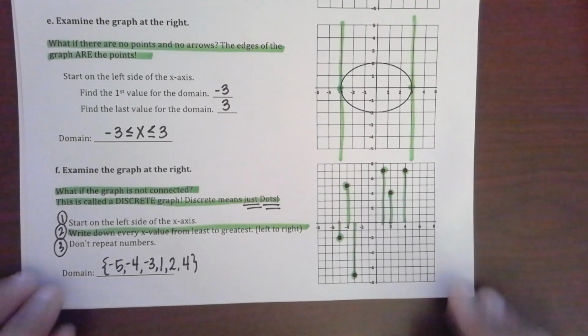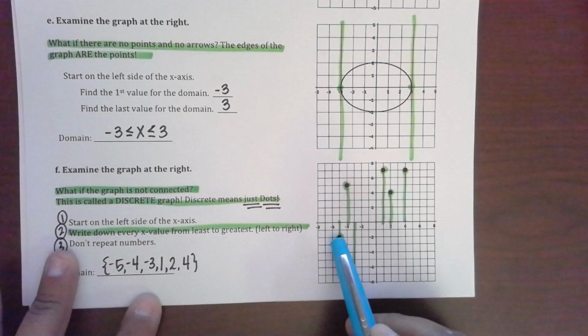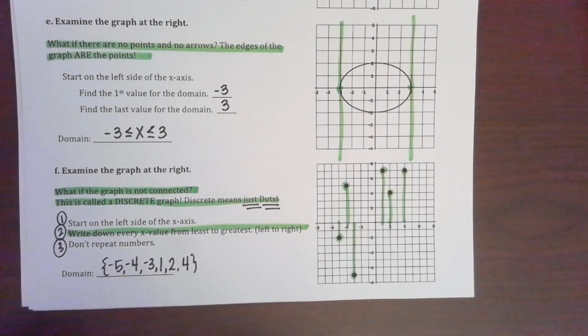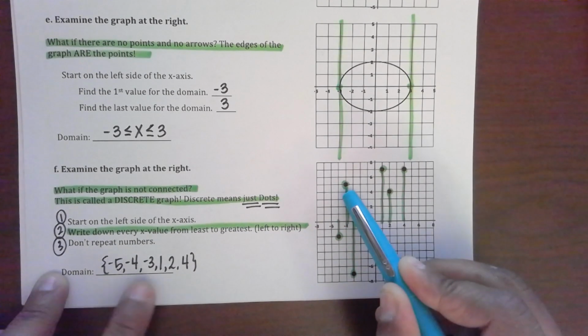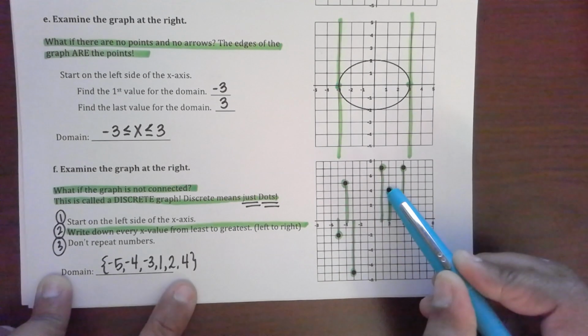And finally, example F. It says, examine the graph at right. What if the graph is not connected? This is called a discrete graph. We referenced this last week during bell work. It just means a graph made of dots that are not connected. So we start at the very left and we make our way to the rightmost one, and we don't repeat the numbers, and we write it in a curly brace separated by commas. So my leftmost one is -5, -4, -3, 1, 2, 4.